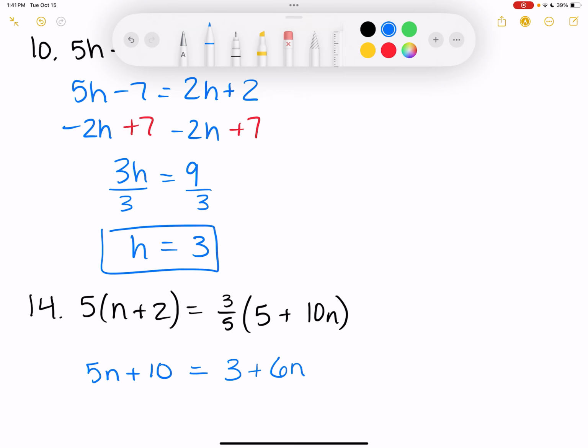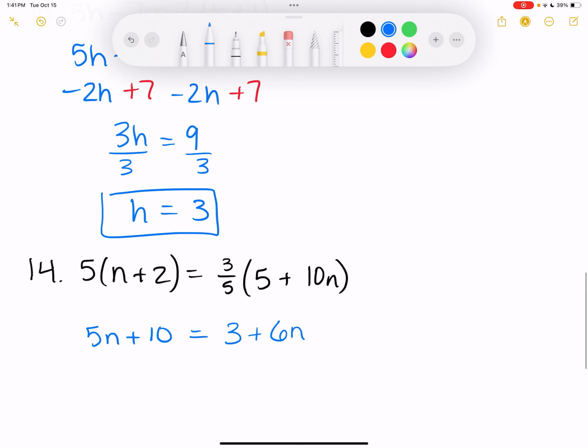Yep, 3 plus 6n. So this being a fraction, the 5's basically cancel each other out, and I'm left with 3. And then when I multiply by 10n, the 10 and the 5 reduce down to be left with a 2 times 3 is 6, and then obviously the n goes with it. I feel like we've been having a little bit of issues when we've been distributing a fraction with other stuff. So just make sure we pay attention to that.